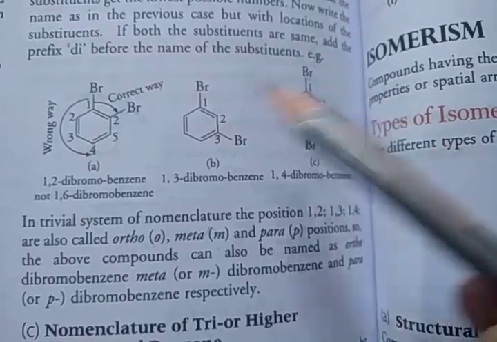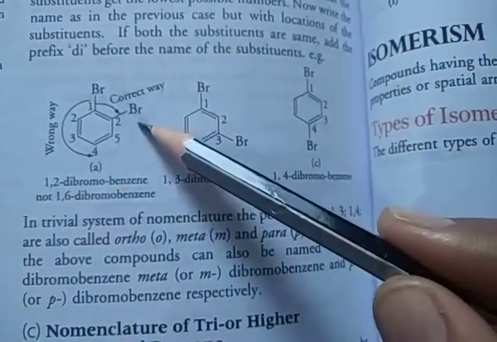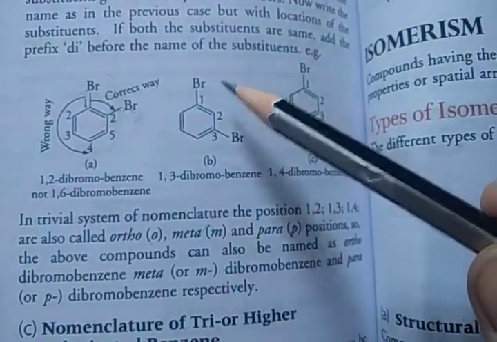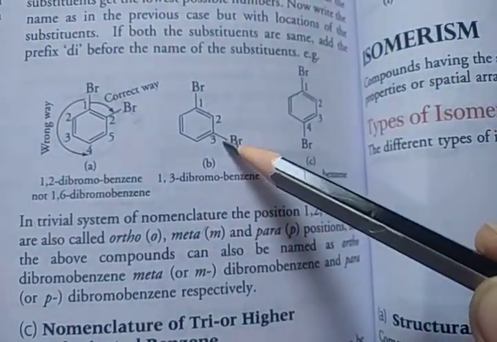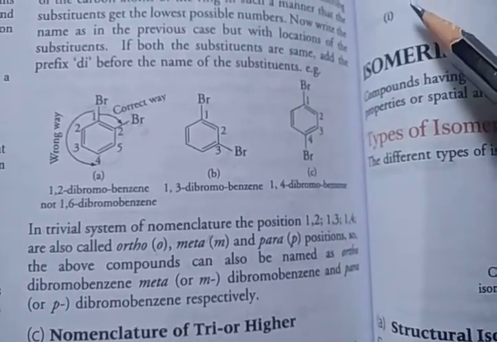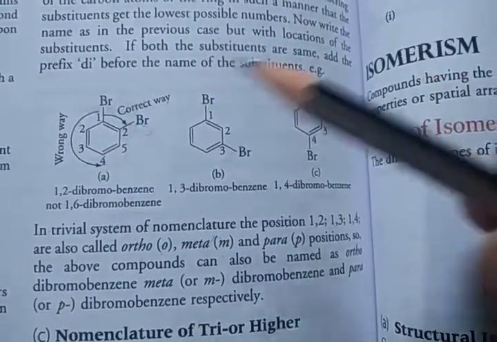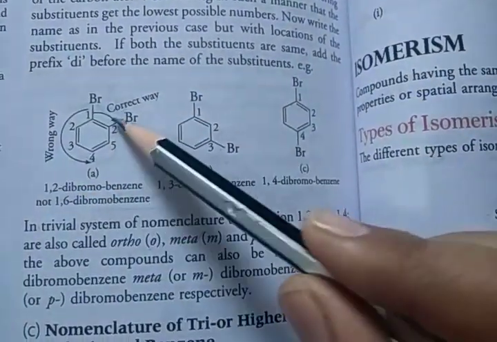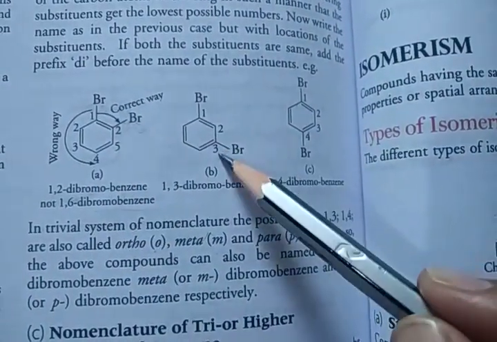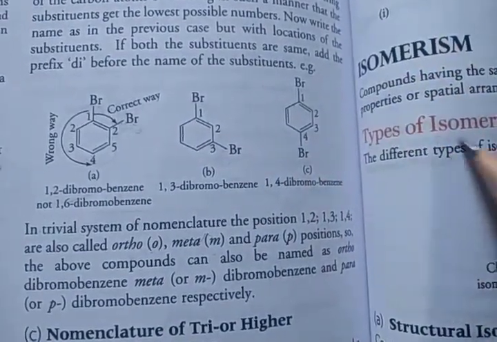Like here, the ortho position is attached, so the name is ortho dibromobenzene, as the same Br is attached. Meta position attached Br, so meta dibromobenzene. Para position attached, so para dibromobenzene. But in IUPAC nomenclature we have to indicate numbering. First and second attached, so 1,2-dibromobenzene; 1 and 3, 1,3-dibromobenzene; and 1 and 4, 1,4-dibromobenzene.